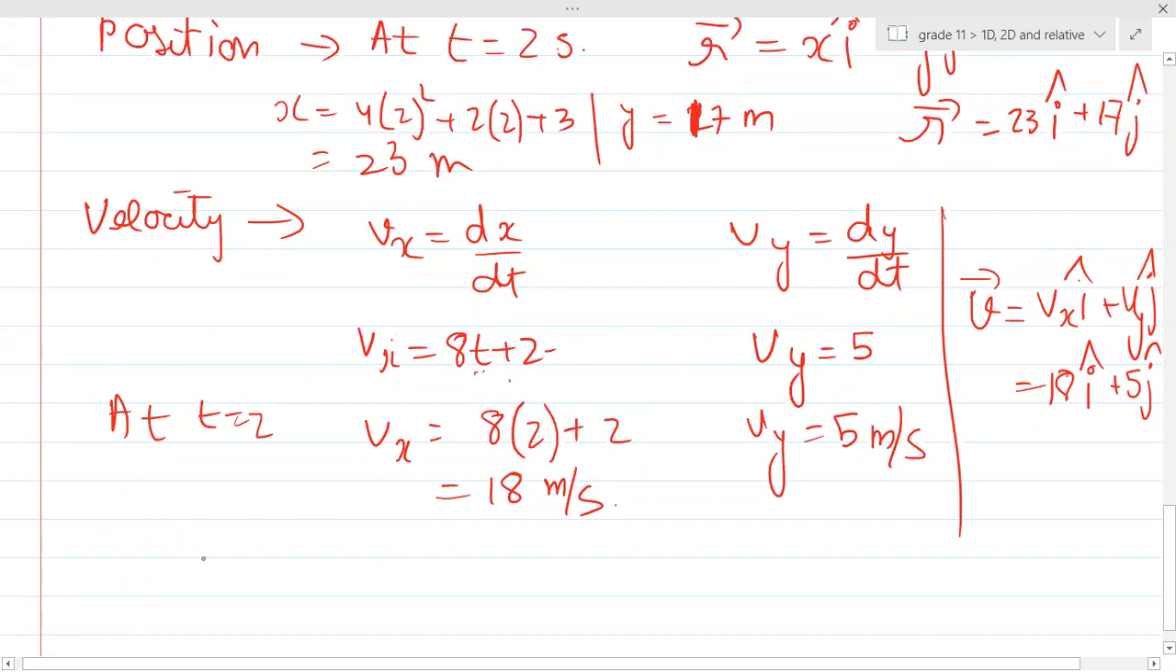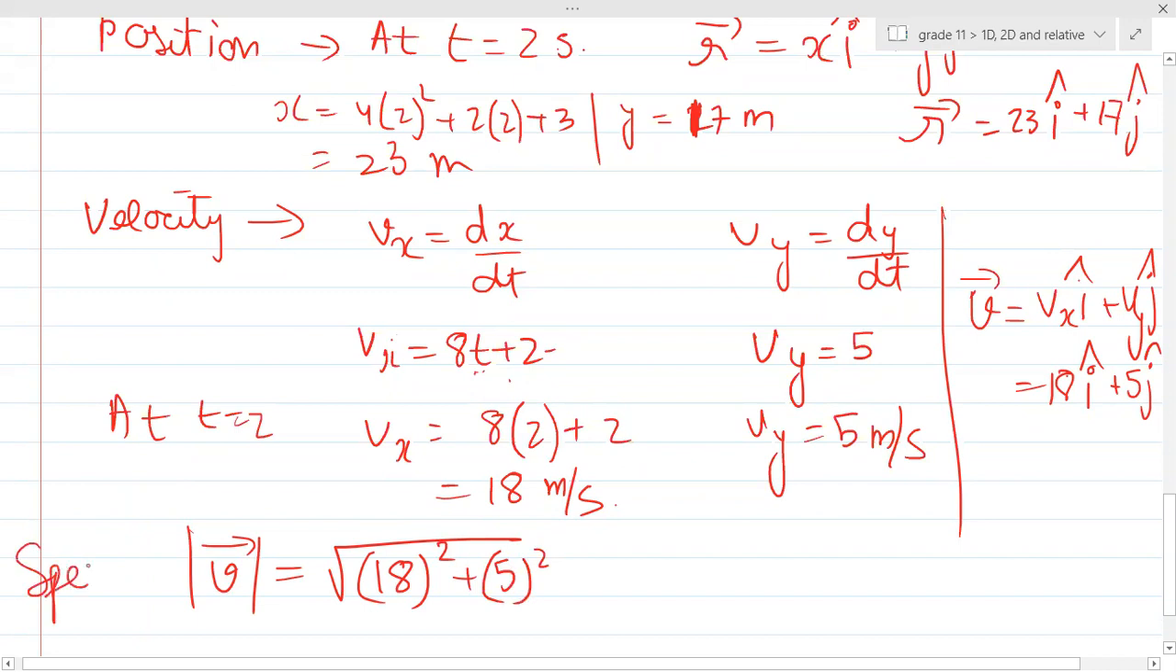If someone asks what is the speed, so what is the speed? It's basically the magnitude of velocity. It will be under root of 18 square plus 5 square. Yes or no? Yes, sir. So this is how you'll solve it. Any doubt? Any doubt in this? No, sir.